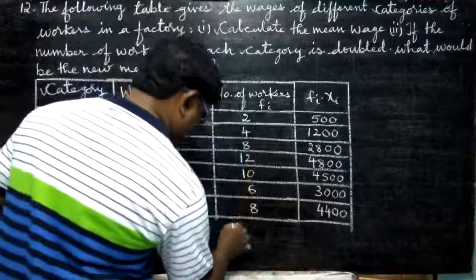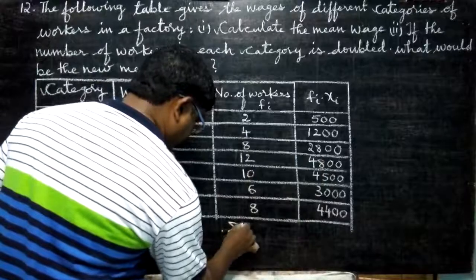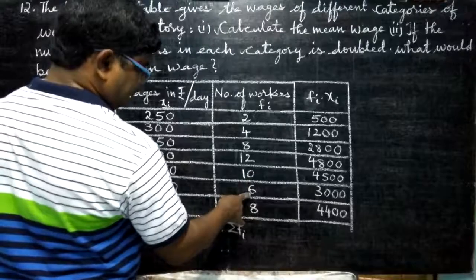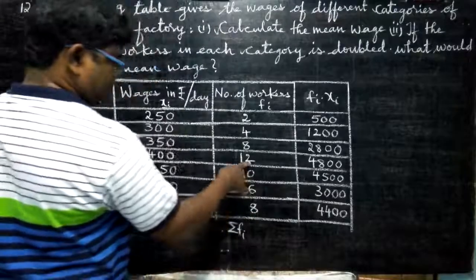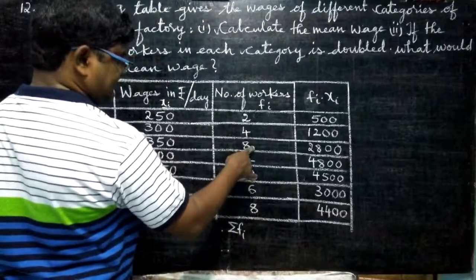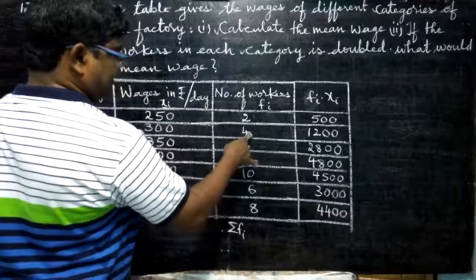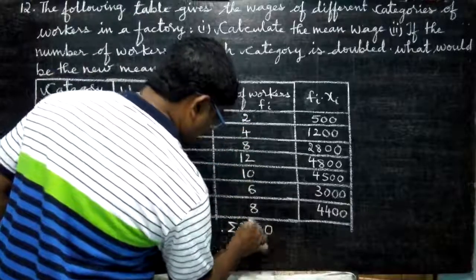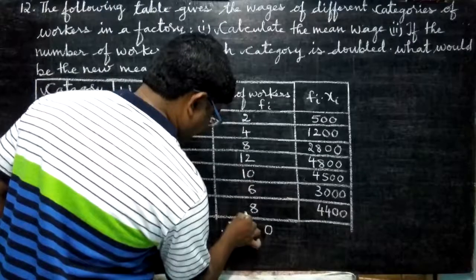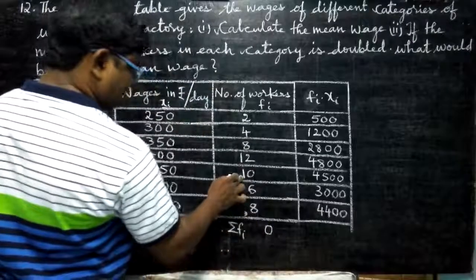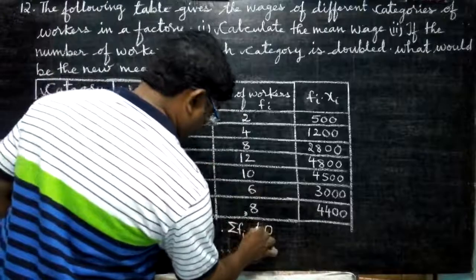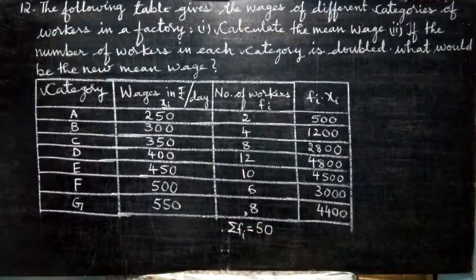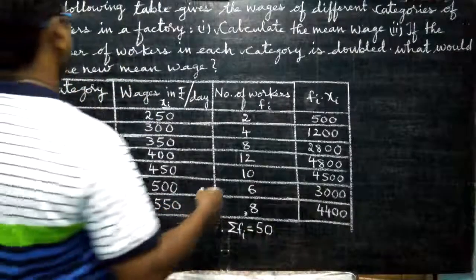Now add sigma fi. Total. Sigma means total. 8 plus 6 is 14. 14 plus 2 is 16. 16 plus 8 is 24. 24 plus 4 is 28. 28 plus 2 is 30. 0, 3. 3 plus 1 is 4, 5. So 50 we got.